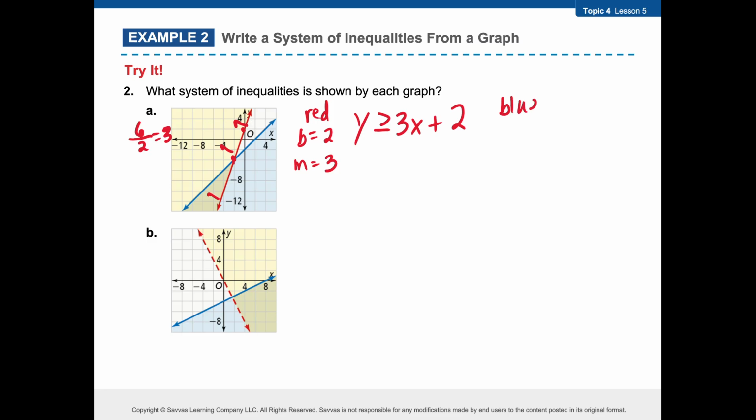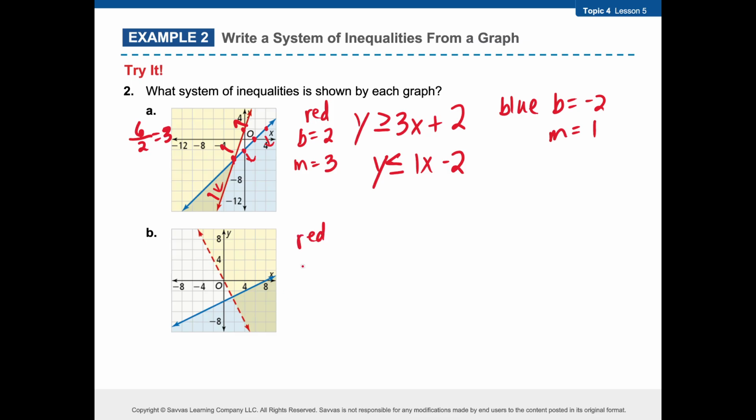My blue line has a y-intercept of -2 and also has a positive slope, up 2 to the right 2, so +1. My blue line is shaded below and it's solid, so y is less than or equal to 1x minus 2.